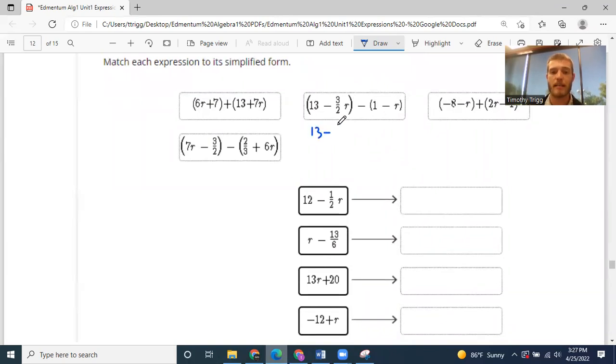Again, this first parentheses doesn't matter. I can't combine these together because this one has an R, this one doesn't. They are not like terms. Here, this negative goes to both of these terms, changing their signs. -1 plus R. Now let's combine like terms. 13 minus 1. Actually, let's combine our R's first. So we have -3 over 2R plus R. That makes -1/2 R. 13 minus 1 makes 12. Okay, so that's this one. Okay, so this one would go to here.